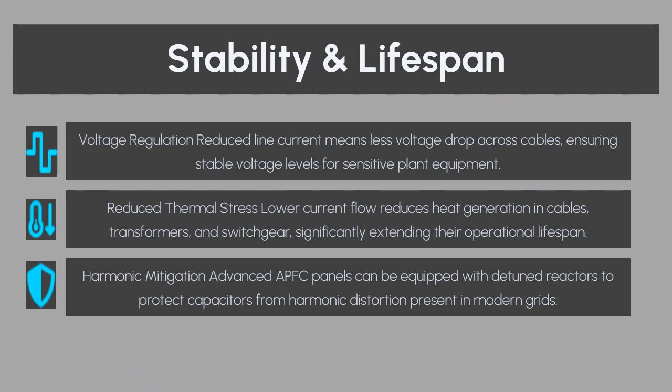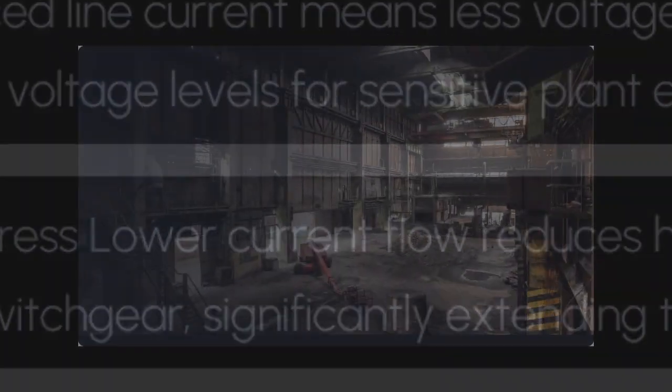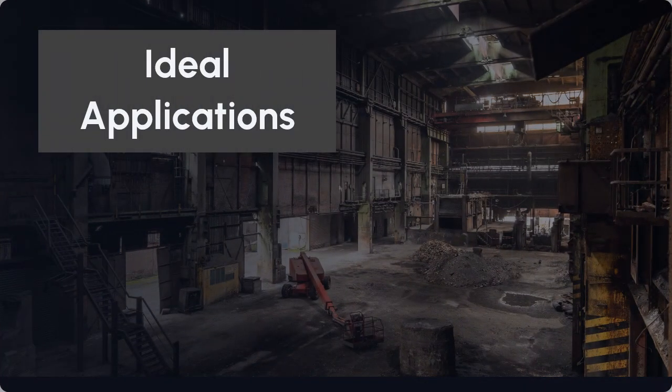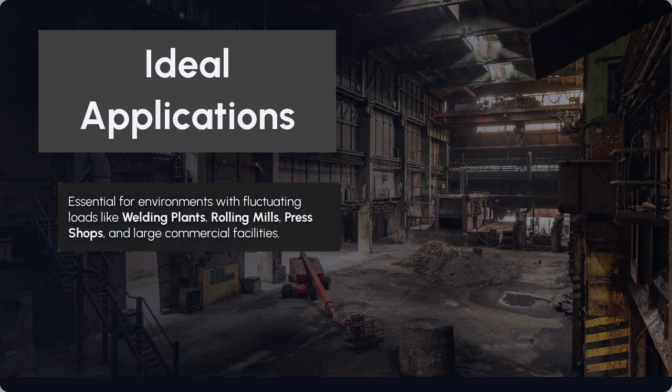Ideal applications. APFC technology is absolutely essential in any industrial environment characterized by highly fluctuating and transient loads. This includes facilities like welding plants, steel rolling mills, large manufacturing press shops, and multi-story commercial buildings. Wherever the load profile changes rapidly, dynamic APFC provides seamless, continuous efficiency.